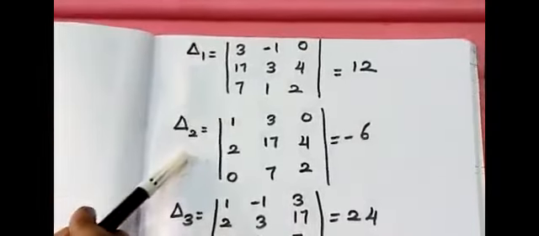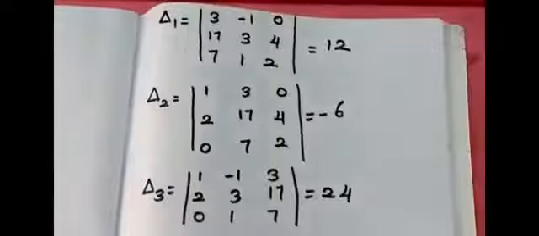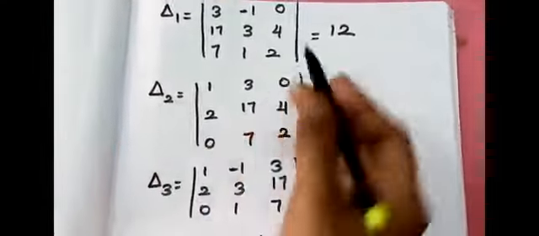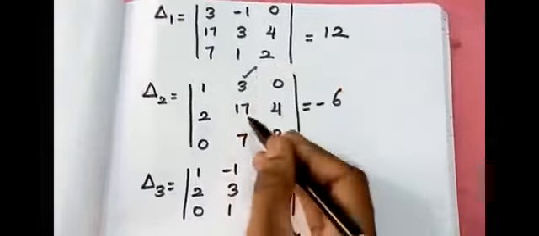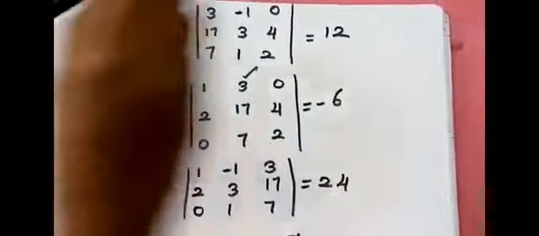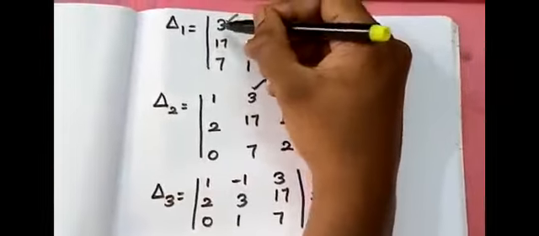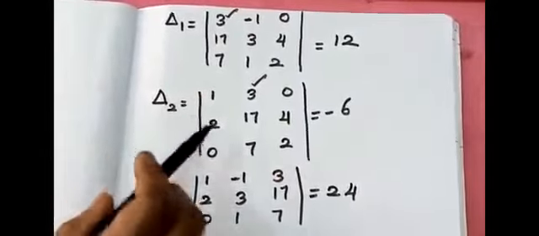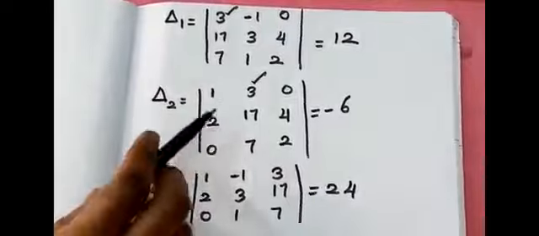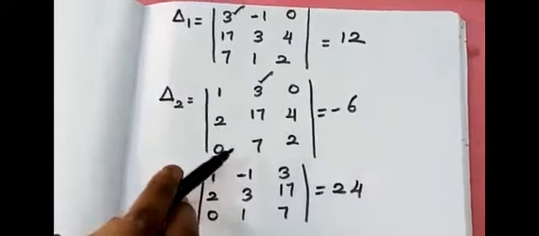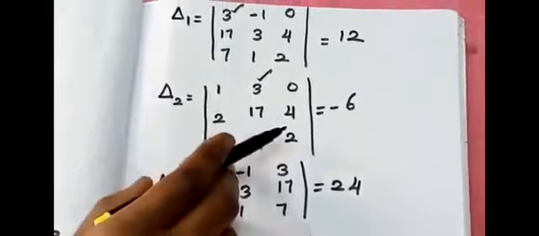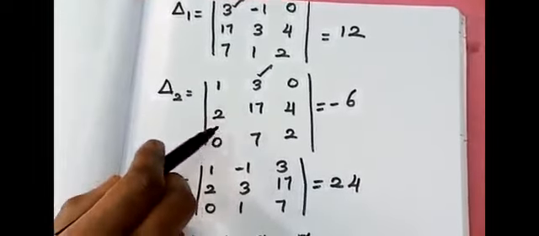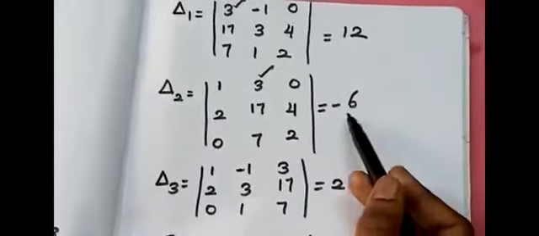Delta 2. Delta 2, what I told you students? Delta 2 means you are going to change the second column by the constants. That is 3, 17, 7. In delta 1, the first column I am changing as 3, 17, 7. Second, delta 2 means the second column I am replacing by the constants. That is 3, 17 and 7. So the remaining, I am going to write the first and third column as they are. You are going to calculate by the determinant method and you will be getting the answer as minus 6.